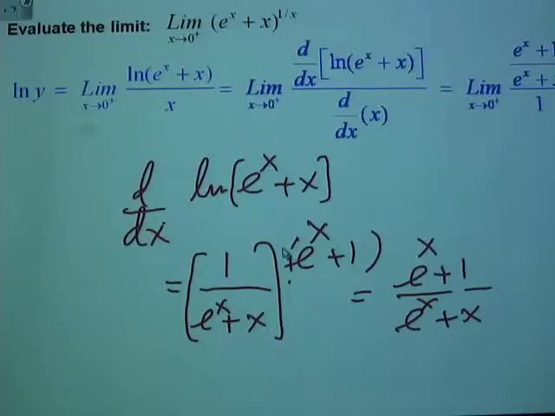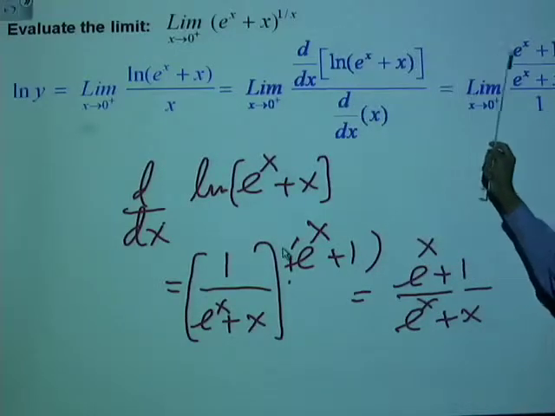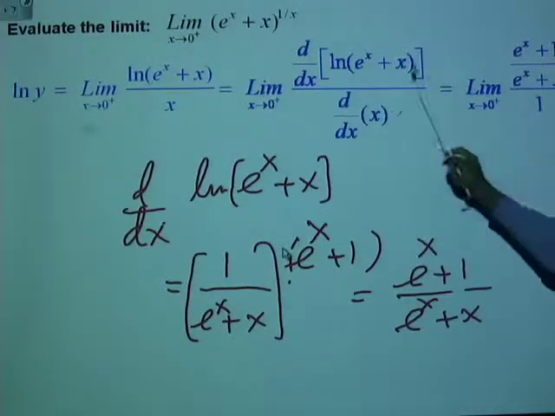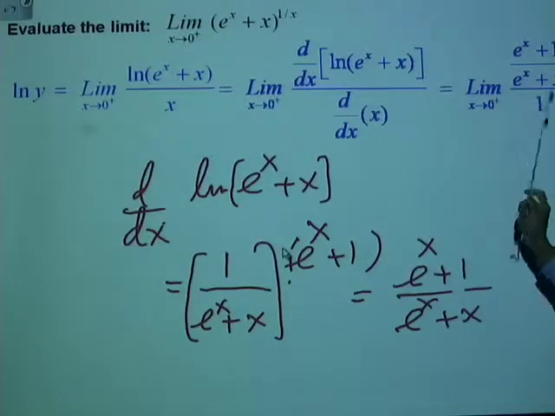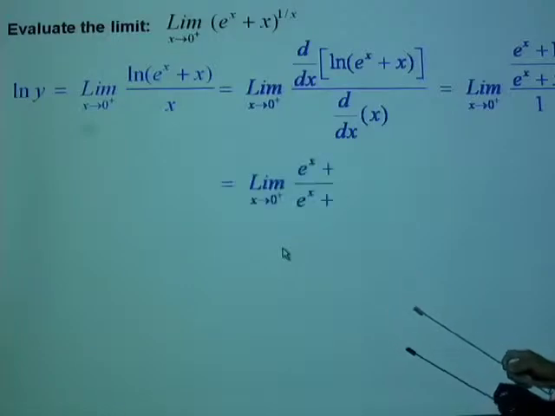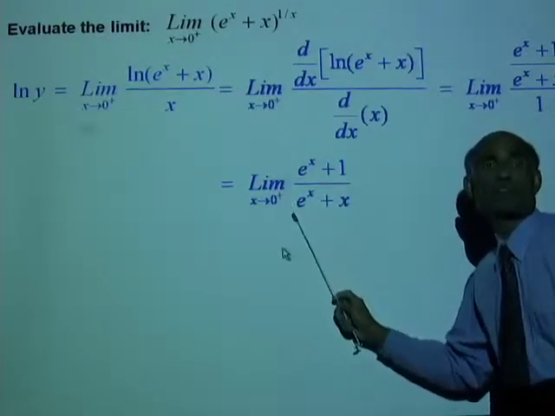And that's what the derivative of the numerator is. The derivative of this quantity is what I have here: e to the power of x plus 1 over e to the power of x plus x. That is the derivative of this. And the denominator, of course, is 1. Because the denominator is 1, we don't need to worry about it.